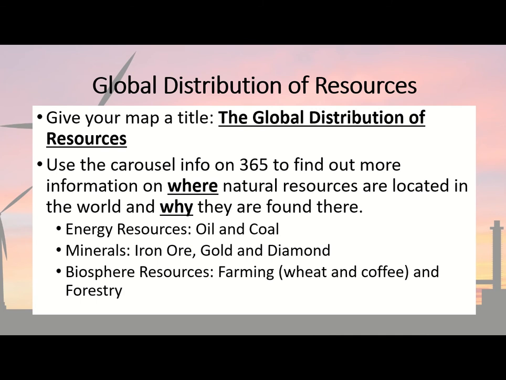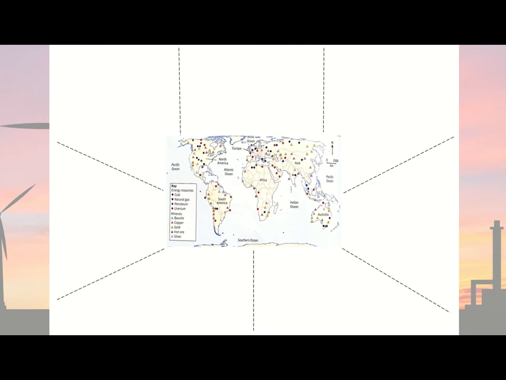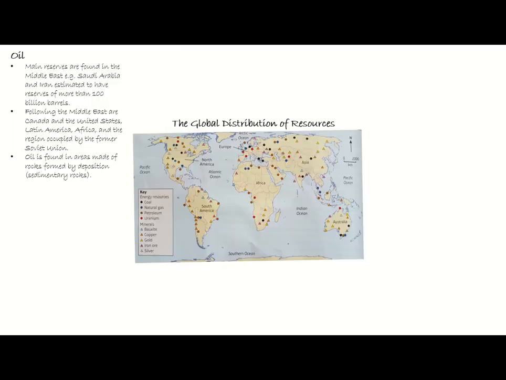Okay, so there's the instructions, and now what I'd like you to do is find the information which is going to essentially help you populate this particular handout. Okay, I've got an example for you here. There you go. Look, I've put oil there. It's probably a bit too wordy, but what you can see is in my little section for oil, I've put the main reserves are found in the Middle East, like Saudi Arabia, so oil reserves over here, and Iran, estimated to have reserves of more than 100 billion barrels.